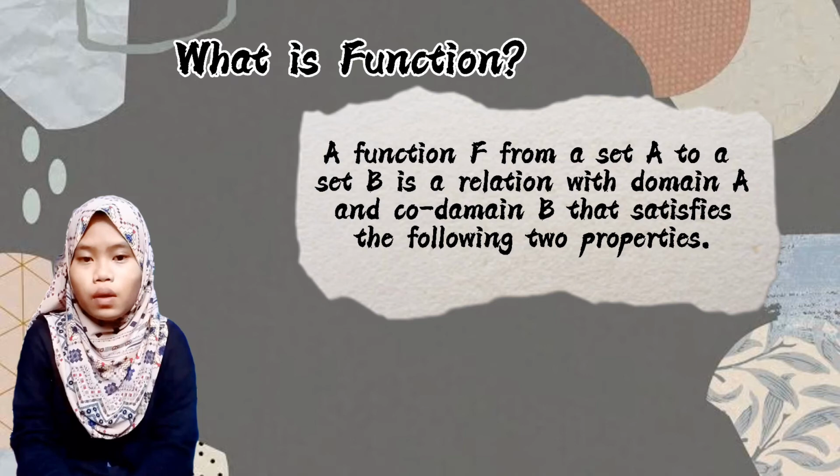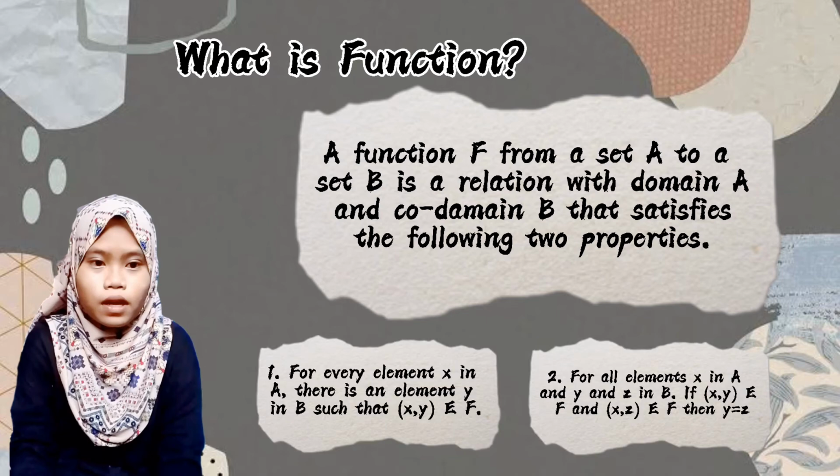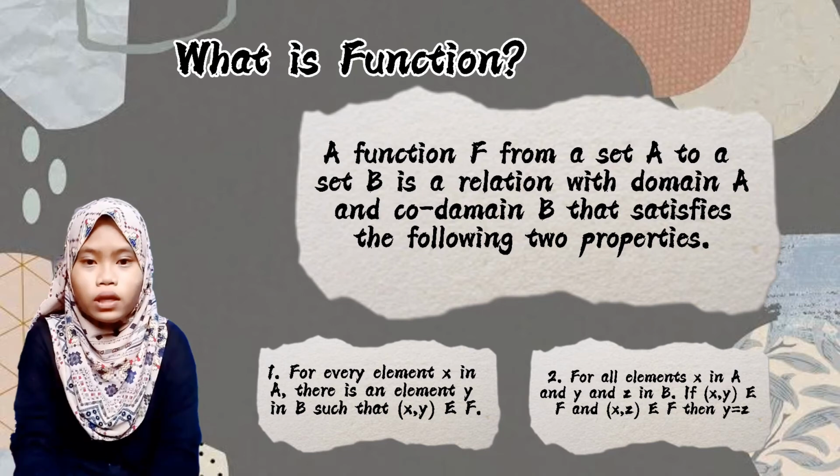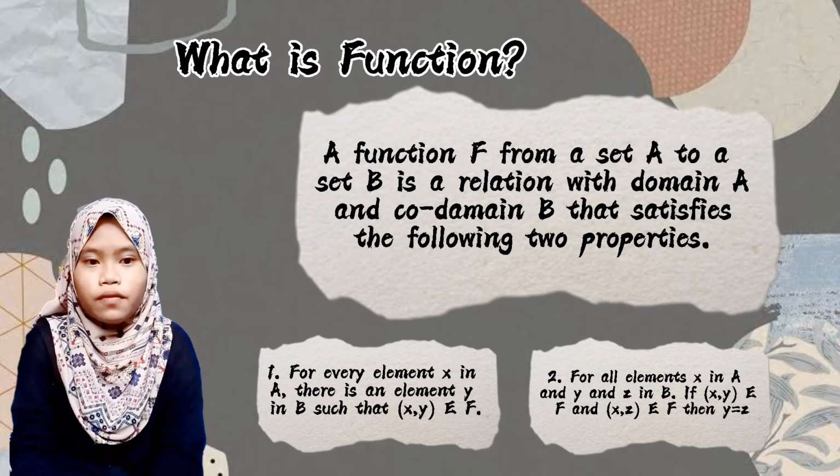A function f from a set A to a set B is a relation with domain A and codomain B that satisfies the following two properties. Number 1: for every element x in A, there is an element y in B such that the ordered pair (x, y) is an element of f. And number 2: for all elements x in A and y and z in B, if the ordered pair (x, y) is an element of f, and (x, z) is an element of f, then y is equal to z.